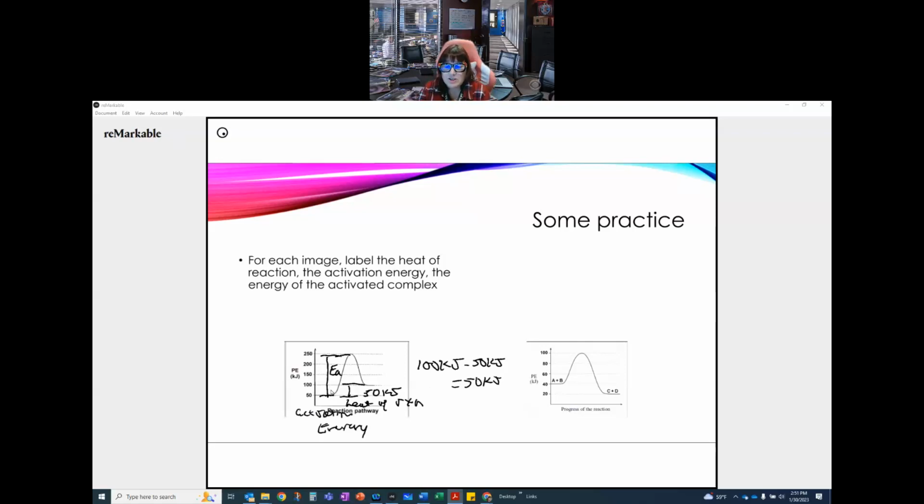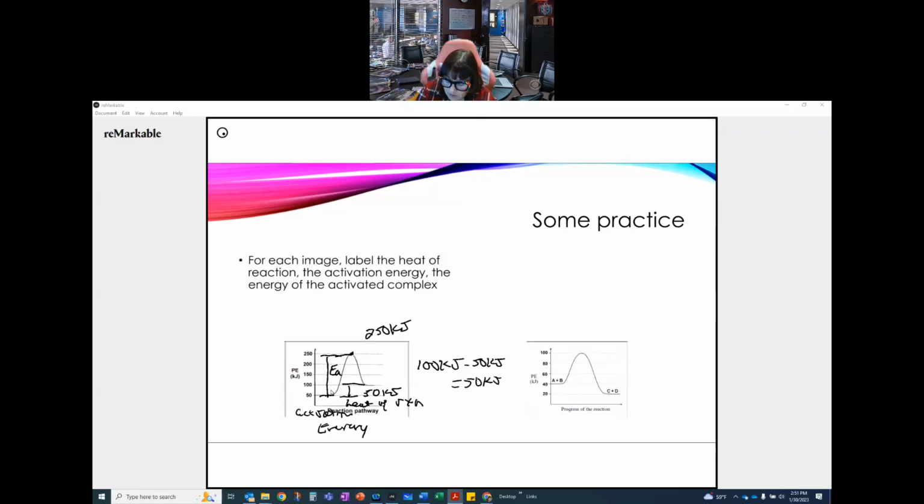The other thing they've asked me about is the energy of the activated complex. The activated complex occurs right here. And so the energy that we're talking about for that species here is 250 kilojoules. So it's where it hits on that axis. All right. Let's try this again.